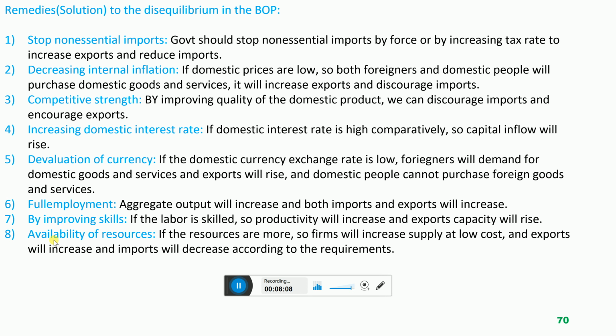The eighth reason, solution, availability of resources. If the resources are available in the domestic country, automatically output of the domestic country will increase, exports will increase and imports will decrease. So availability of resources is also one reason to avoid disequilibrium in the balance of payments, to increase exports and to decrease imports.